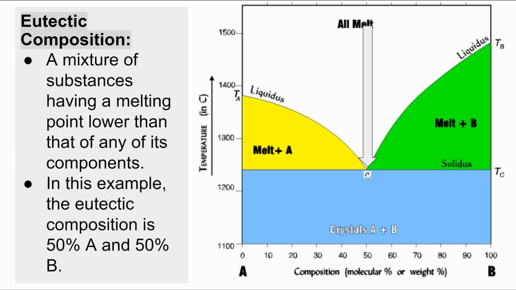And the eutectic composition would be the percent composition of the alloy at which it acts like that pure substance. So it's a mixture of substances having a melting point lower than any of its components. For example, in this example, the eutectic composition happens to be 50% A and 50% metal B, or 50% alpha and 50% beta. But that's generally not the case. Most of the time, the eutectic composition is a percent composition that is not 50-50.